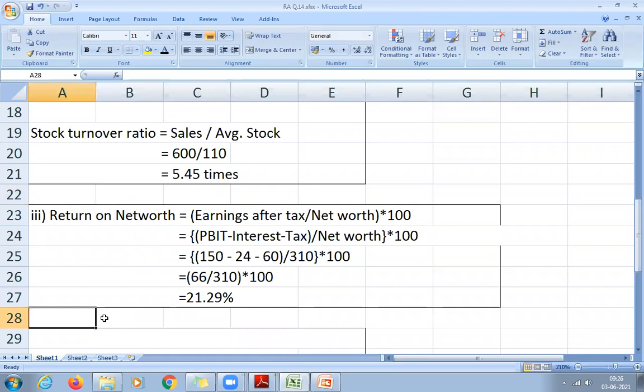But is it a good percentage? Is it a good return for the shareholders? Yes, sir. It is purely for shareholders.